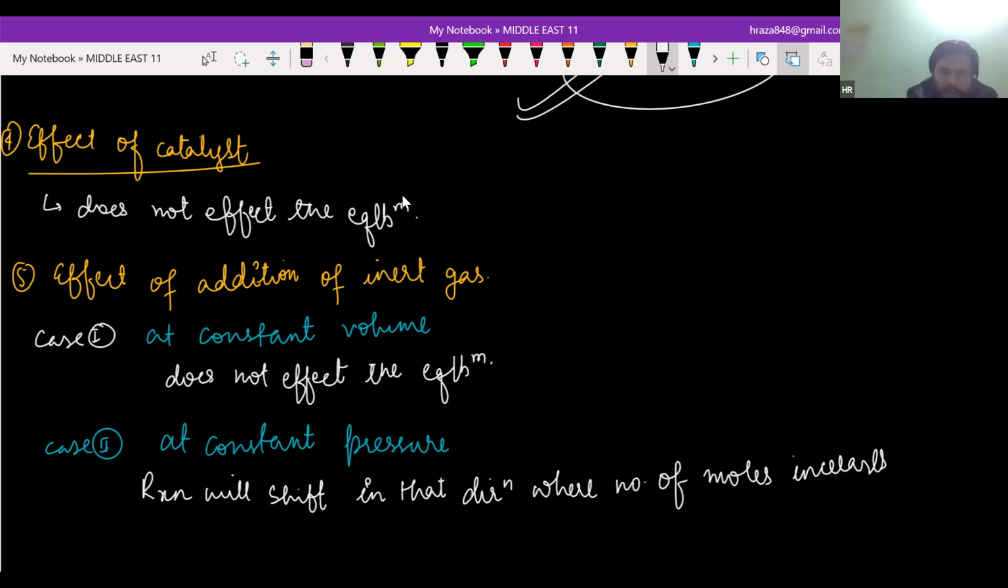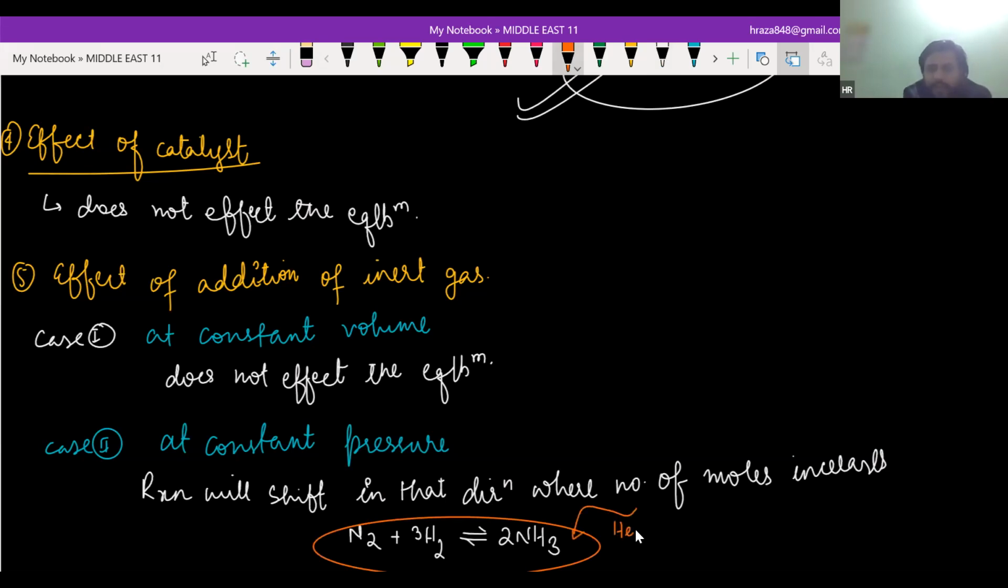If we take an example, N2 plus 3H2 will give 2NH3. And if in a question it is given that helium is added in this container, then where will be the direction of the reaction? The direction will be where the number of moles increases. That means here 2 moles and here 4 moles. So the direction will be from right to left, or from product to reactant. Is that clear? Yes, sir.